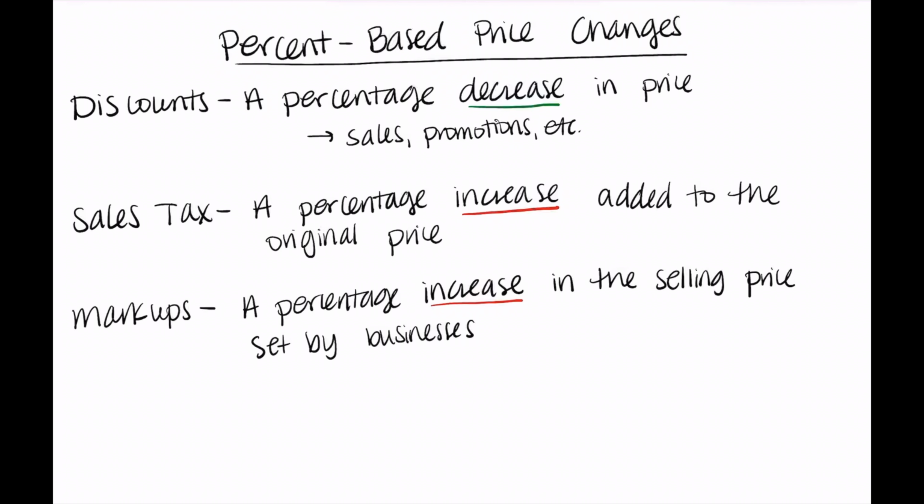What is sales tax? Sales tax is a percentage increase added to the original price, and markups are also a percentage increase in the selling price set by businesses. So we know if we have a discount, our total amount will be decreasing because it's a percentage decrease, whereas for sales tax and markups, our percentage would be increasing.